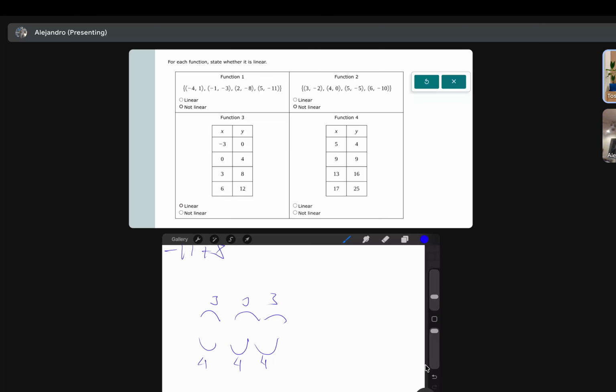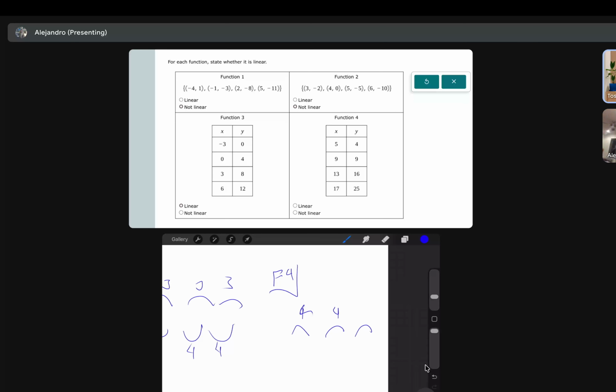Okay, what about function 4? 9 minus 5, that's 4. 13 minus 9, that's 4. 17 minus 13, that's 4. Now what about 9 minus 4? That's 5. 16 minus 9, that's 7. 25 minus 16, that's 9. So this is not linear. Oh, wow. They're really pushing it. Okay, so I think that's that.